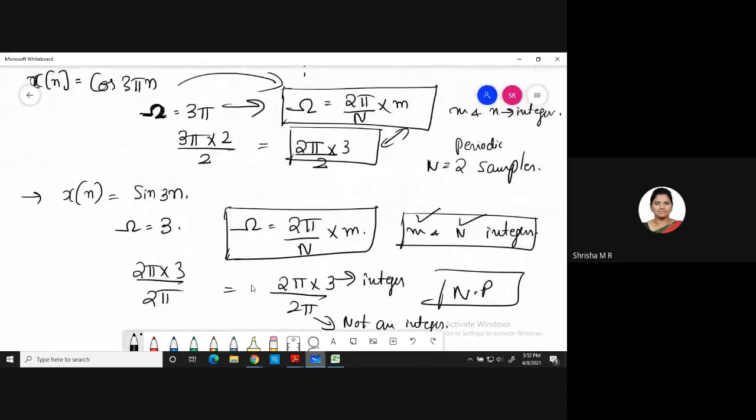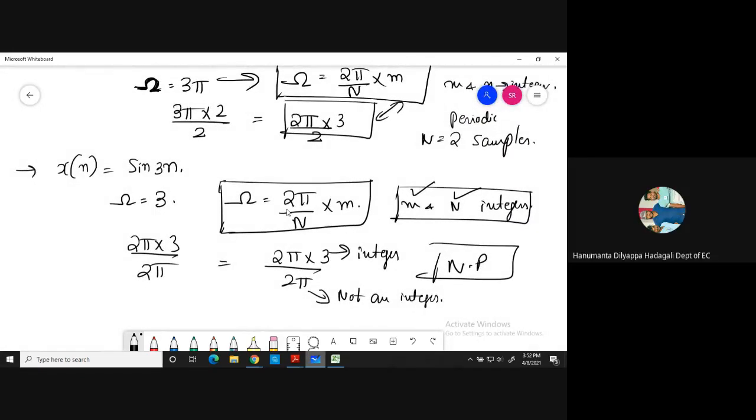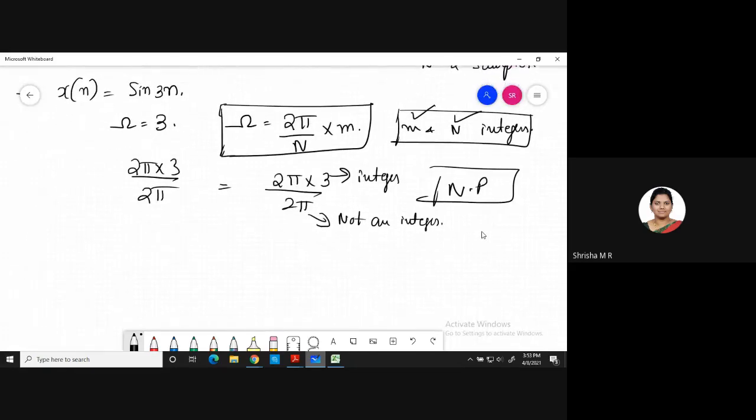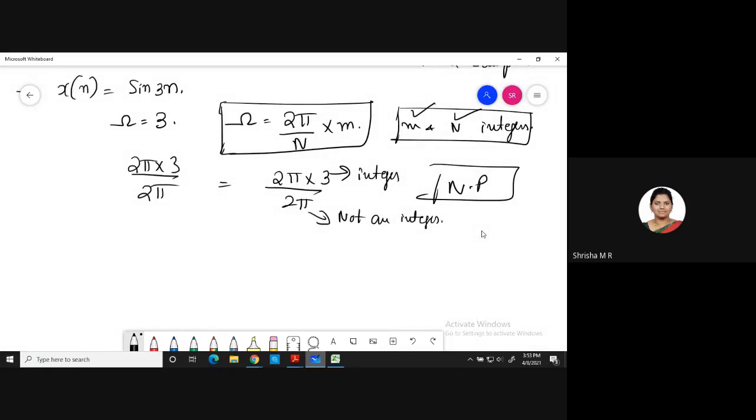Is it clear, everyone? Here we tried to express this in 2 pi by n into m form, so we multiplied and divided it by 2 pi. What did we get? We got m to be an integer, but n is not an integer, right? So it's non-periodic. For this discrete time signal to be periodic, both m and n should be integers when you express it in 2 pi by n into m form. Clear, everyone? Shall we move to the next problem?